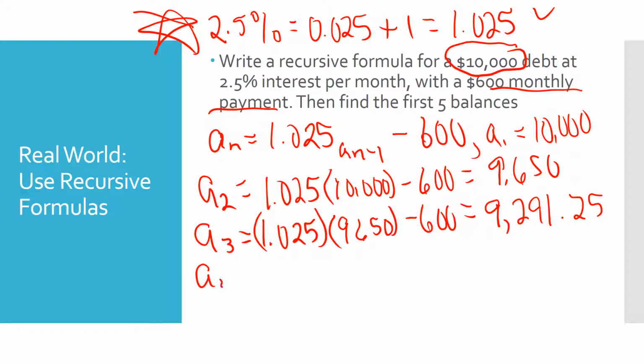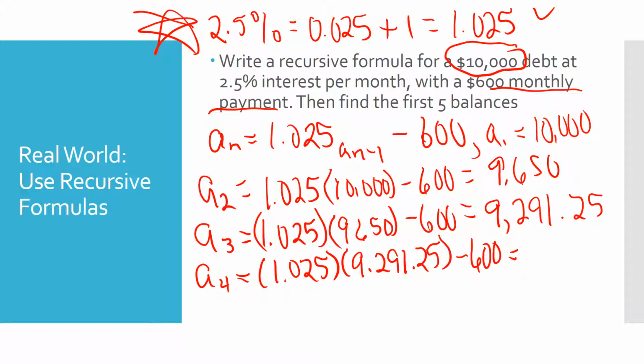How about the fourth month? A4 equals, once again, 1.025 times, this time I'm plugging in A3, A_n minus 1. That's 9,291 and 25 cents. And we're going to make another $600 payment. And let's see what that equals. So 9,291.25 times 1.025 less another $600 payment. And my balance at the end of the fourth month is going to be $8,923 and 53 cents.